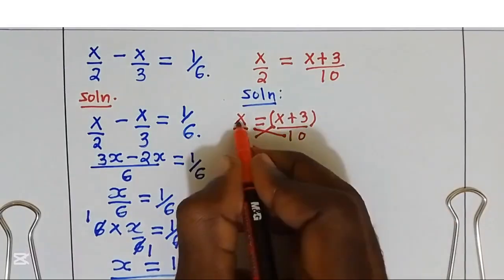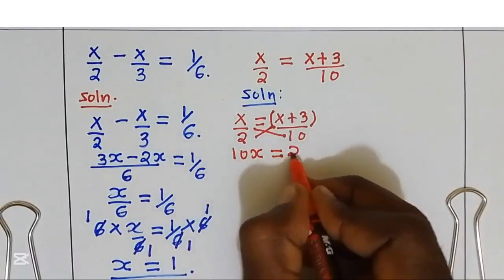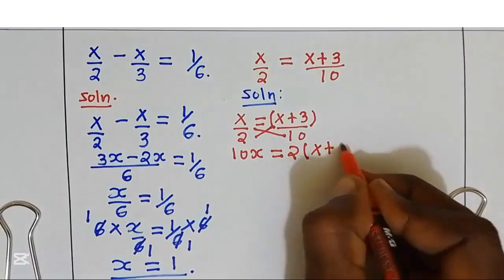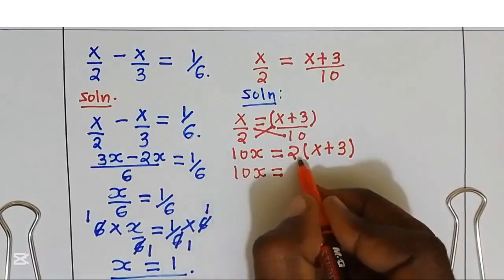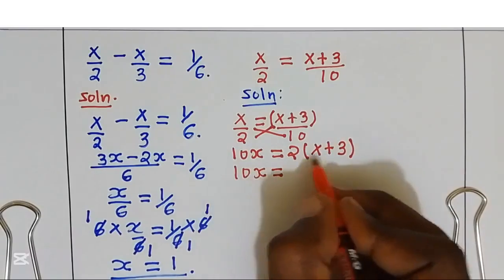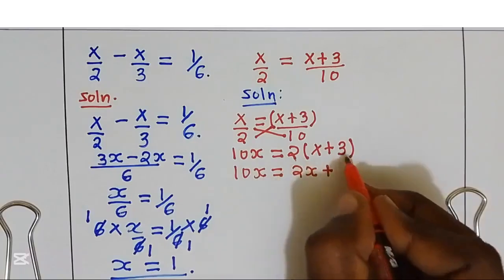10 multiplied by x, we get 10x. This is equal to 2 in the bracket, x plus 3. 10x is equal to, I'm going to open the bracket by using 2. That is 2 multiplied by x, I get 2x, plus 2 multiplied by 3, I get 6.